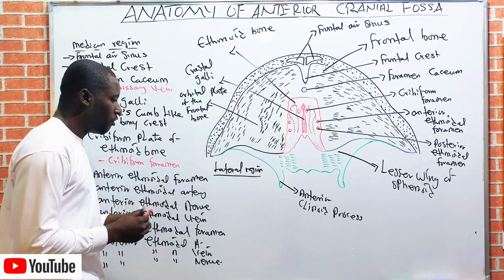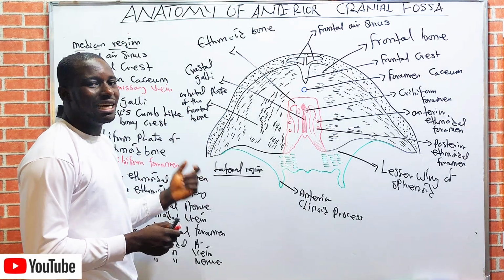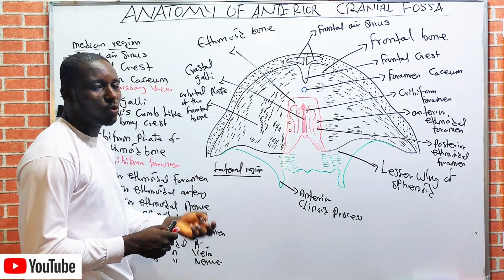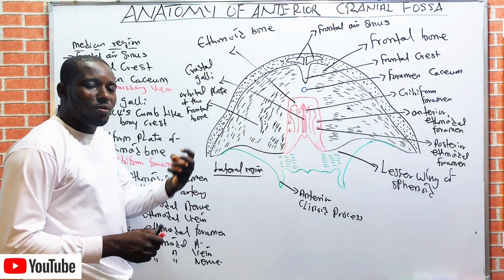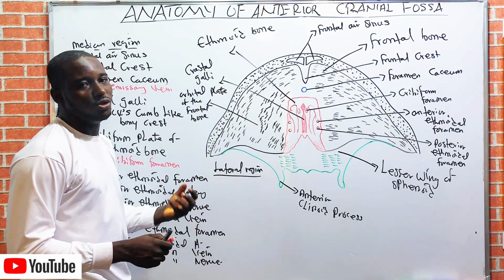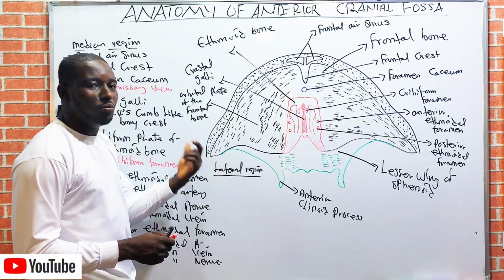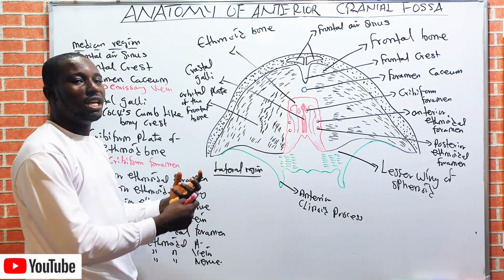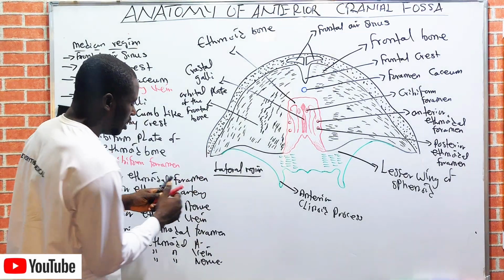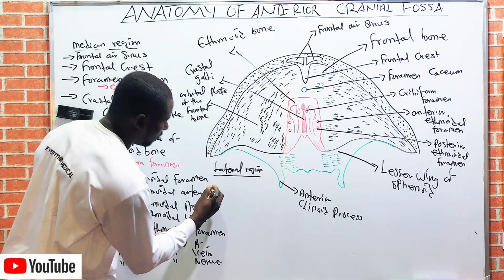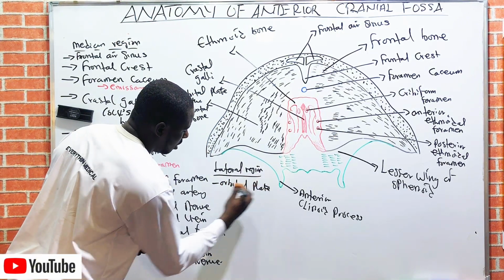The orbital plates of the frontal bone form the lateral region, because the orbital plate of the frontal bone separates the anterior cranial fossa from the orbit. It also supports the frontal lobe of the brain from the compressions of the gyrus and sulcus. That is the work of it. So it is formed by the orbital plate of the frontal bone.